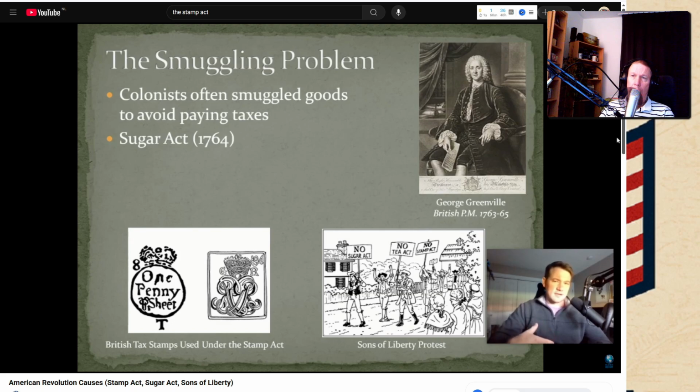So if previously, when it was 6 pence per gallon, it was easy to avoid, you really weren't out the money. If it's 3 pence per gallon now, but it is really enforced and you can't avoid it, you're actually out more money, right? Because now you're actually paying it, where before you were avoiding it. So the colonists didn't like it.